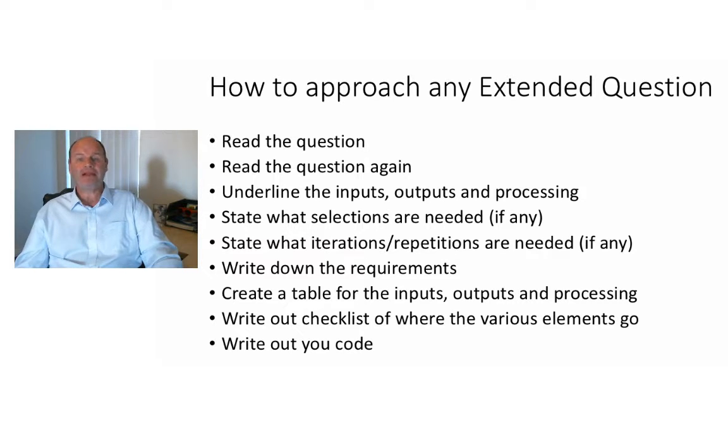We will need to be clear what the requirements are, the type of control structures which are needed, and then using a table to write out the requirements, inputs, outputs and processing elements. Once we have done that, we look at our checklist, which you will see on the next slide, and highlight what elements are needed and where they should be put in the pseudocode solution.